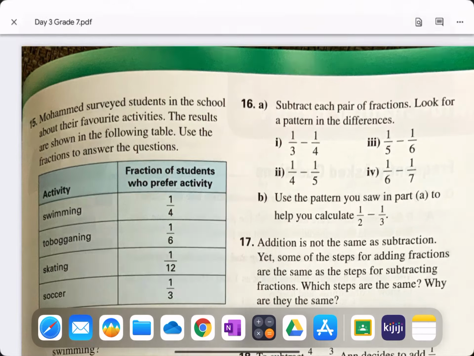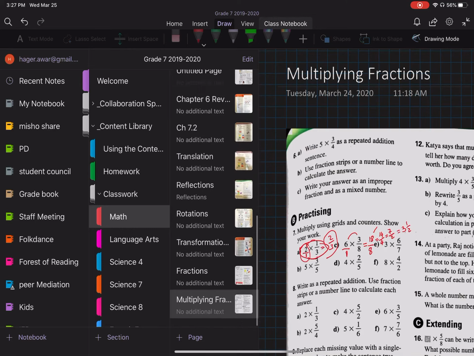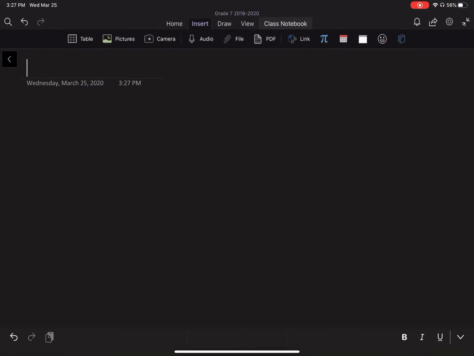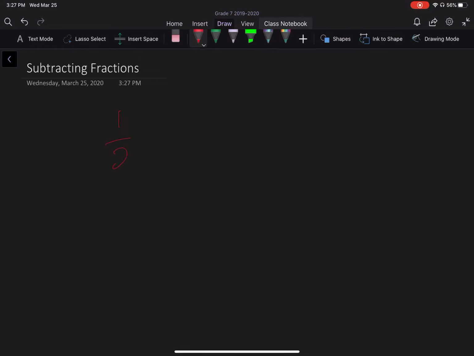So let's go back here. And if we add another page, we're going to call this subtracting fractions. Bear with me here. Okay, and we're going to say 1 over 2 minus 1 over 3. To do this question, first of all, I need to find a common denominator, and the common denominator between both of them is 6.